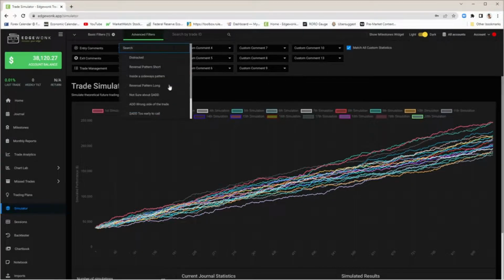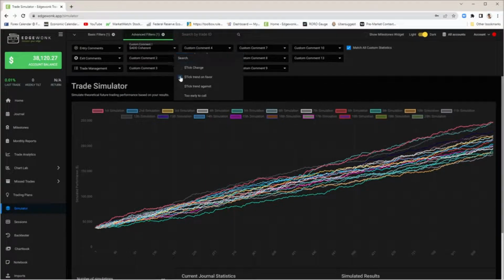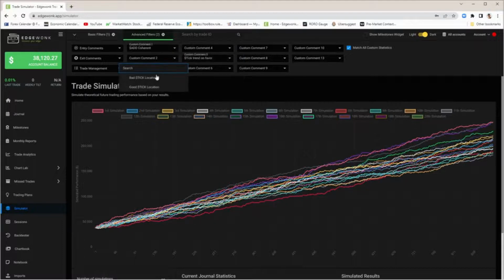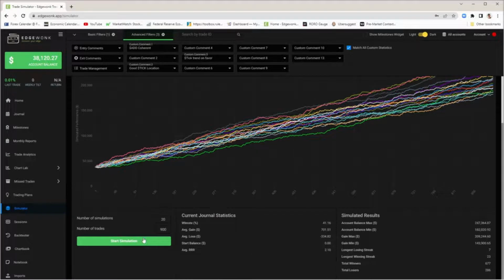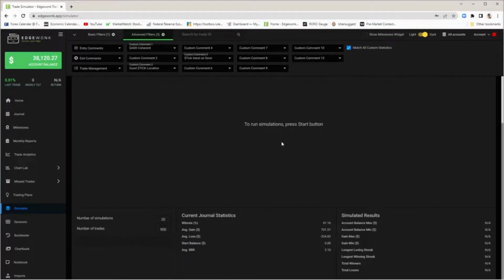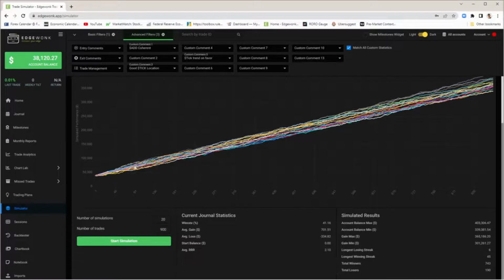So what if we go back to the same settings that we had? ADD coherent, tick trend in favor, and good tick location, right? Same 900 trades, 20 simulations. Wow, look at this. Spectacular, right?